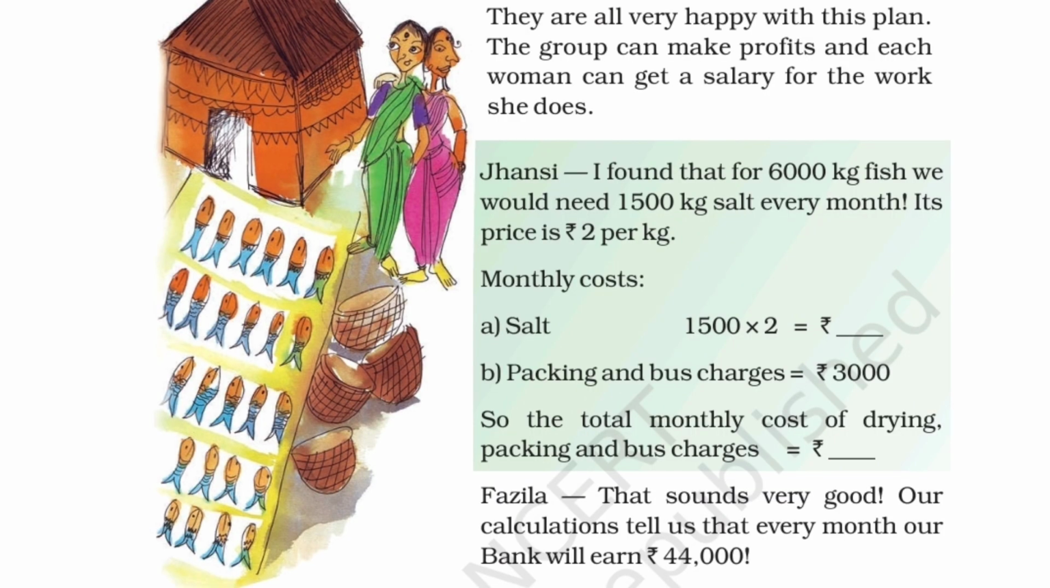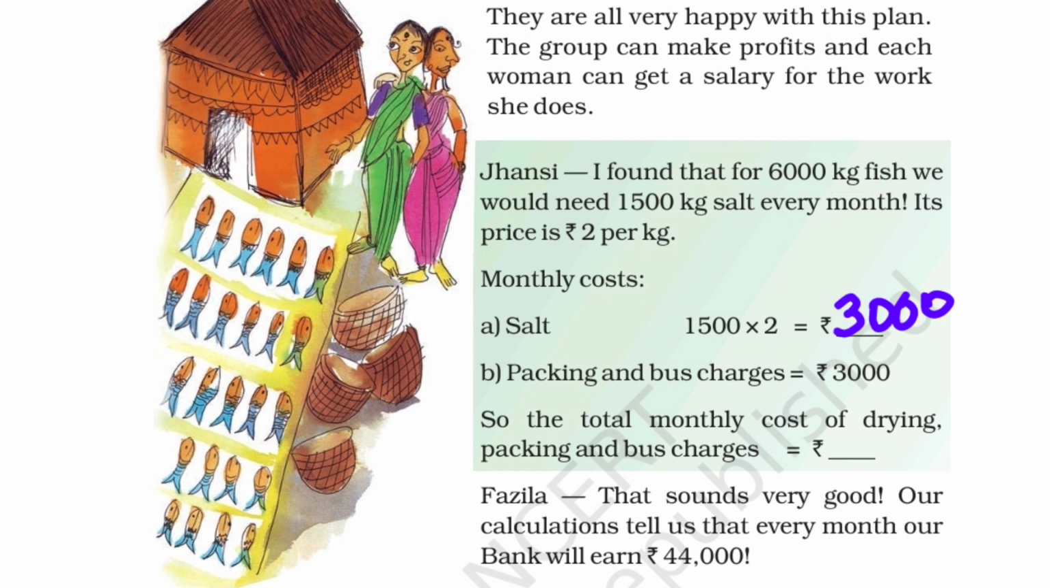So now the factory is running very successfully. All are getting happy with this plan and they are making profit. And each woman is getting the salary also. So Jansi, I found that for 6,000 kg fish, we need 1500 kg of salt every month and it is priced 2 per kg. So for drying the fish, they need salt. So salt per month, they need to buy at 2 per kg. So 1500 into 2 is rupees 3000.